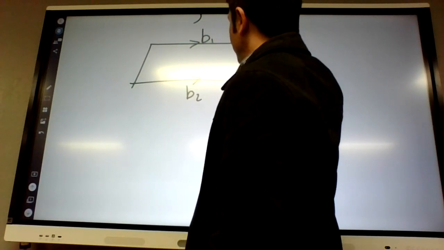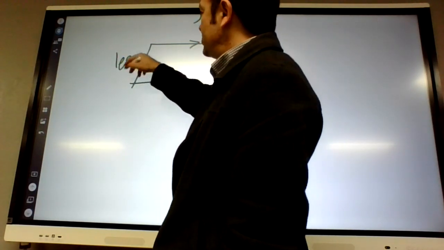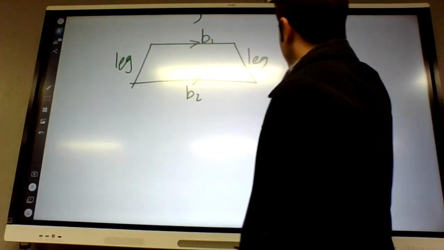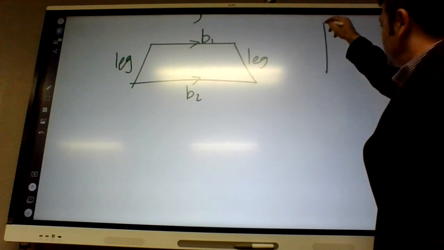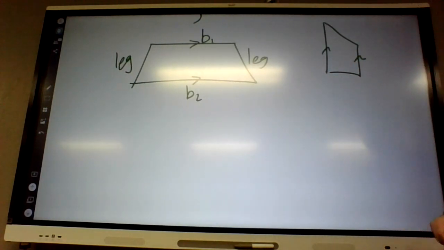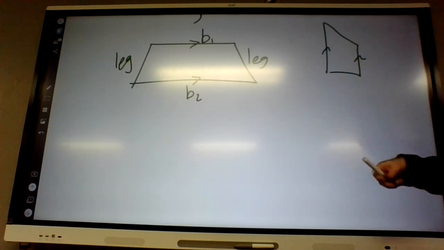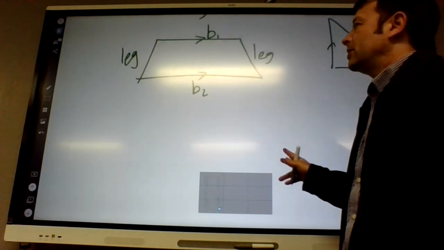Remember what we call the non-parallel sides? Legs. Okay, trapezoids could look like that, could look like that, could look like a lot of things. This would be a trapezoid, right? But the bases are the vertical sides, not the other sides.